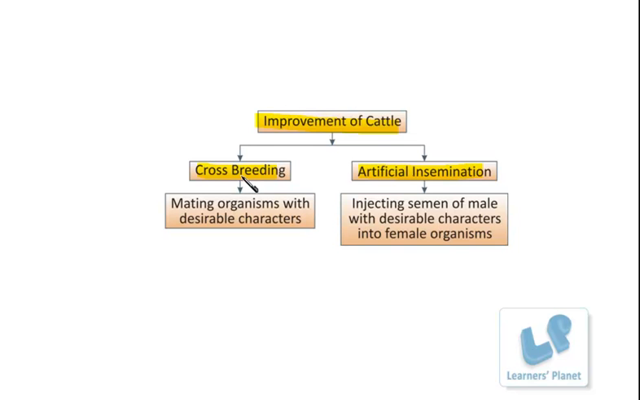Another method of improvement is artificial insemination. In this process, the semen is obtained from the male by artificial means, and the semen which has been collected is injected into the female organism, and over there, the sperms will fuse with the ovum in the natural way, and reproduction will take place. Of course, the semen of the male which has been taken should have the characters which are desirable in the next generation. So, accordingly, the organisms have to be selected.